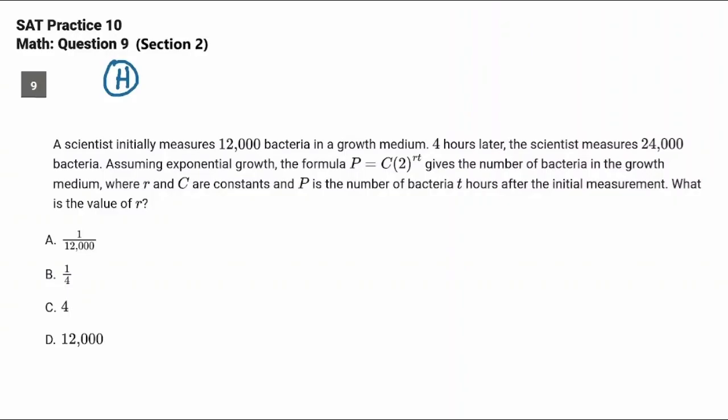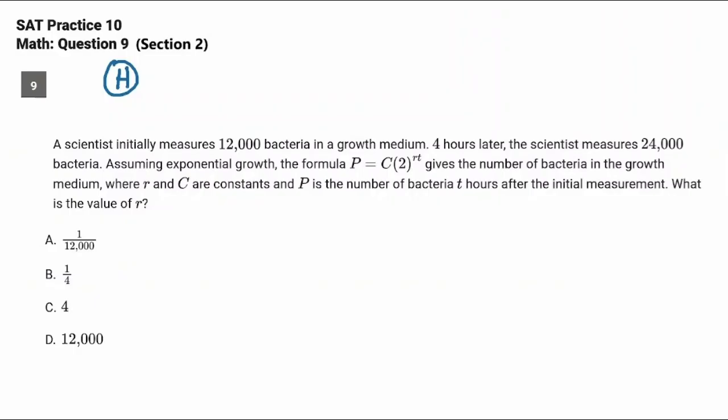A scientist initially measures 12,000 bacteria in a growth medium. 4 hours later, the scientist measures 24,000 bacteria, assuming exponential growth, which doesn't matter. The formula gives the number of bacteria in the growth medium. R and C are constants. P is the number of bacteria T hours after the initial measurement. What's the value of R?